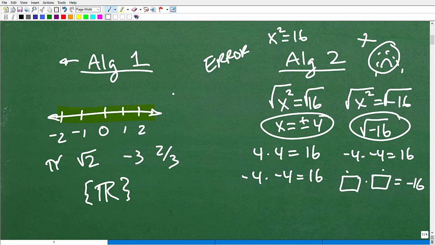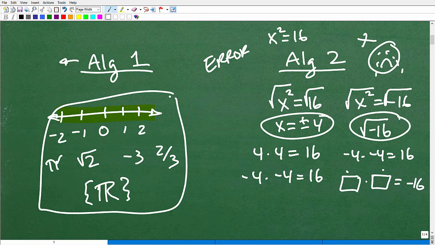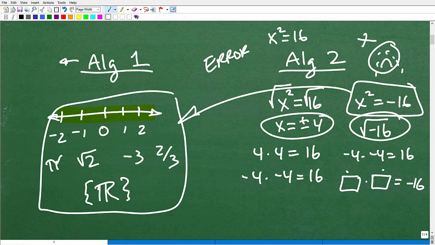That's because it's thinking in terms of only the real numbers. We need another number system. We cannot solve this equation, x squared equals negative 16, with these numbers over here. We need more numbers. We have to go get ourselves another number system, and that would be the complex number system.